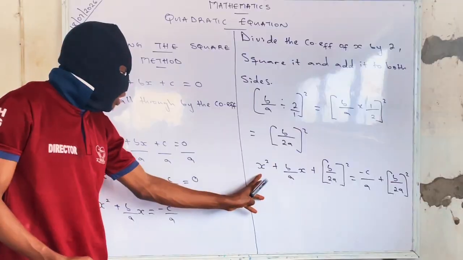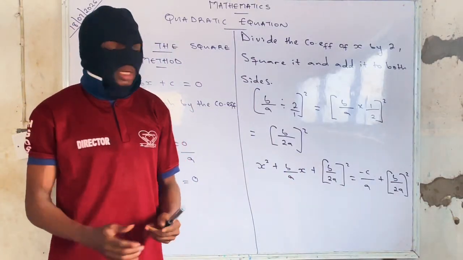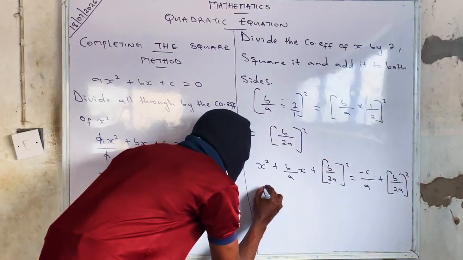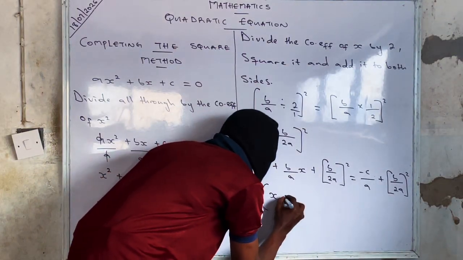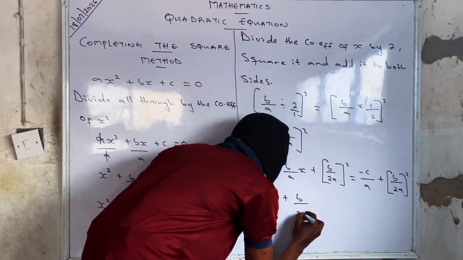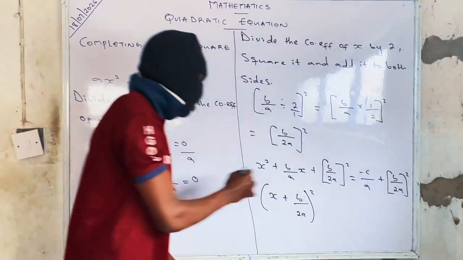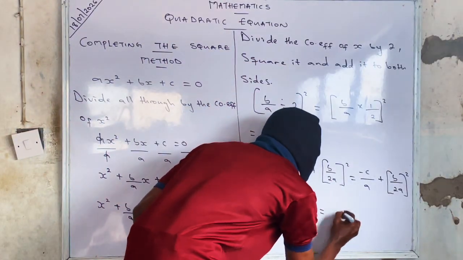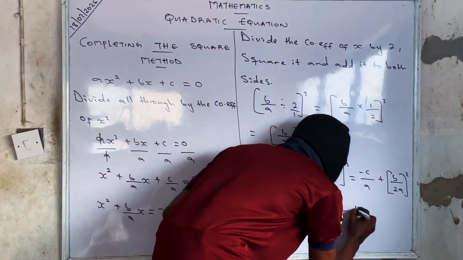Now you are going to pick one of these and put one of these, then you are going to square it together. Now you have your what? Your bracket, then you have x plus b over 2a, then you square it together. Then you have your equals to minus c over a plus.